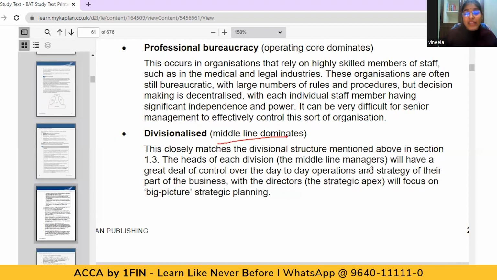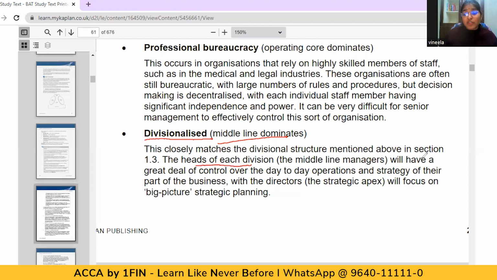Moving on to the next domination, where your middle line people will dominate. If you have the idea of a divisionalized structure, the organization will be divided into divisions, depending upon the divisions or depending on the product they're manufacturing, you can call them division A, division B, division C, division D, etc. For each division, you will have a particular manager. So that's why you simply call it a divisionalized structure, where middle line people, the managers, will dominate the organization.